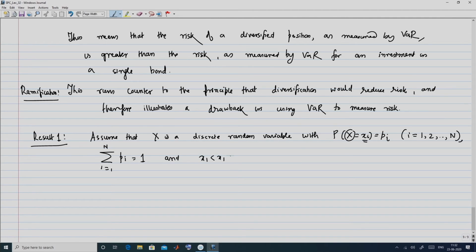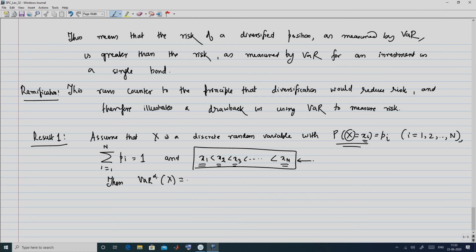we arrange them in an increasing order such that x1 less than x2 less than x3 all the way to xn. So, we have these random variables, and suppose that we arrange them in increasing order, the reason for which will become very clear, and we identify the corresponding probabilities of the random variable taking any of these ordered values xi to be equal to pi. Then what is the value at risk? Then value at risk of x is going to be simply minus x subscript k subscript alpha.